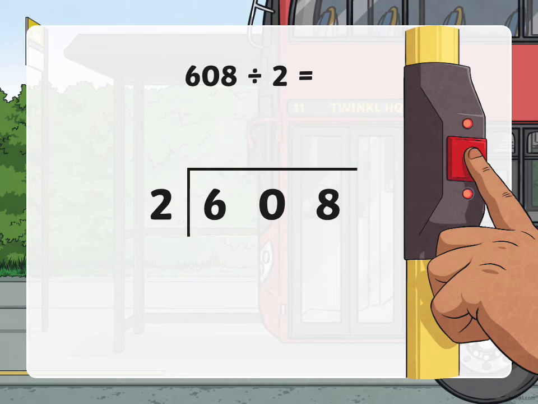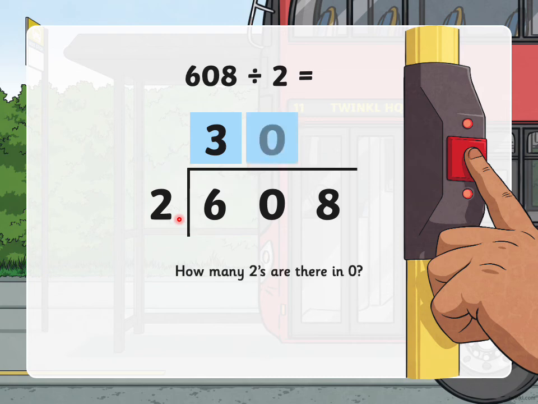Next problem, we have 608 divided by 2. So how do we start? From the left. 6 divided by 2. How many 2's are there in 6? We have 3. 6 divided by 2, 2, 4, 6. It's 3. Okay. Now the next digit is 0. 0 divided by 2. We don't have anything. Can you distribute it among two people? Each will get nothing. So 0 divided by 2 is 0.